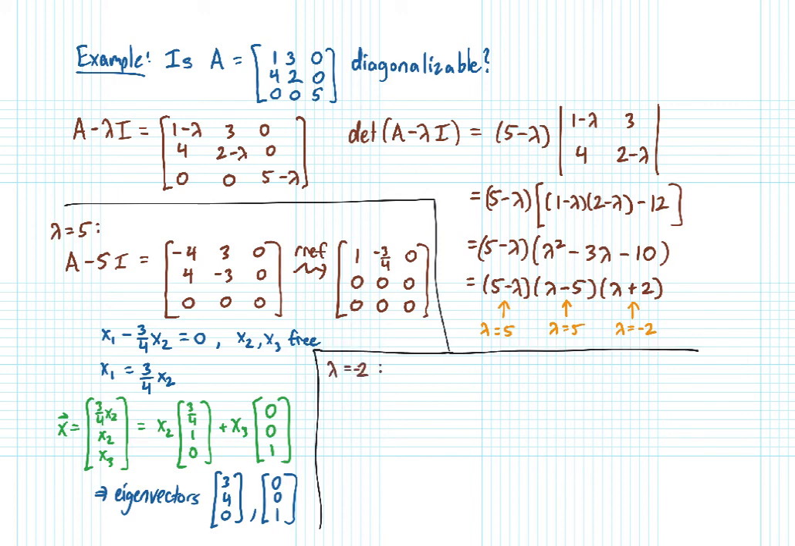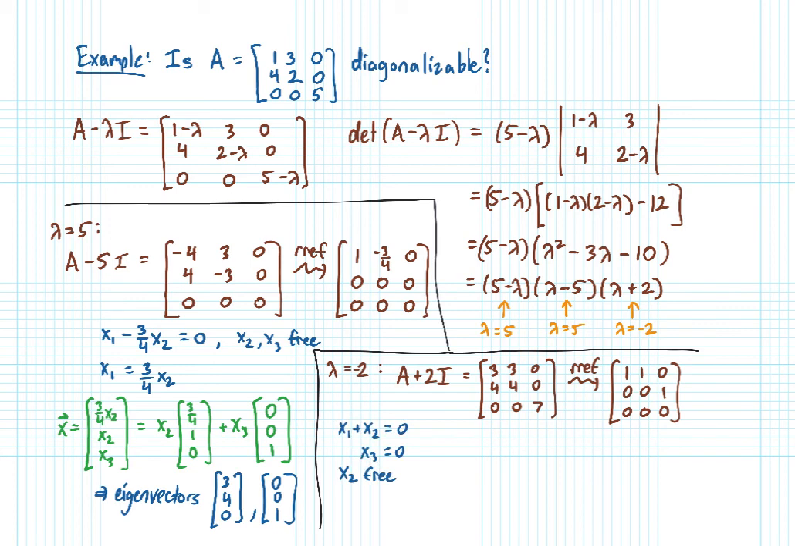And then to get a third linearly independent eigenvector, we would look at the other eigenvalue, lambda equals minus 2. I'll do this part a little more quickly. Because you're subtracting minus 2 times I, it becomes a plus 2I, and so this is what you get. And then you put that into reduced echelon form. And so the equations that come from that are x1 plus x2 equals 0, x3 equals 0, and x2 is a free variable. And so as a vector, the solution is (minus x2, x2, 0). You pull the x2 out, and you get the eigenvector (minus 1, 1, 0).